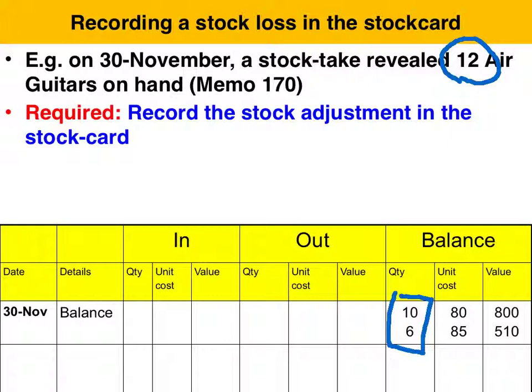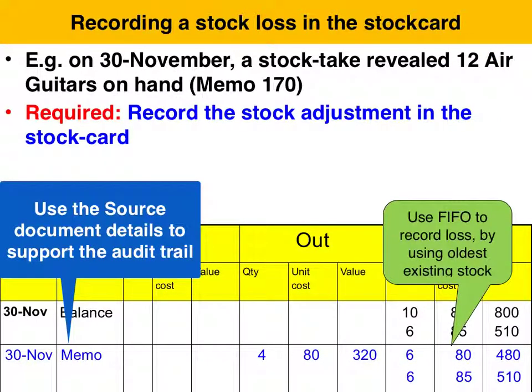So in order to work out the value of the stock recorded in the out column for the stock card, we use the first in, first out rule. And the oldest existing stock on hand is, of course, the $80 units as listed first in the balance column. Thus, we record this in the out column of the stock card and make sure in your details that you actually use the source document, which will be a memo. Identify the memo number so that we're supporting the audit trail.